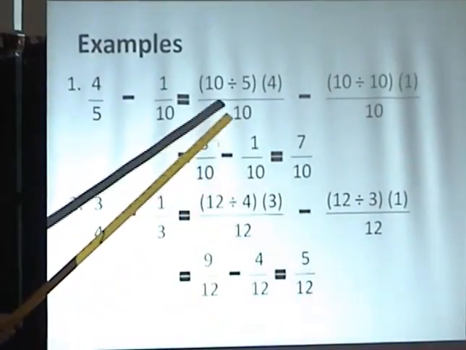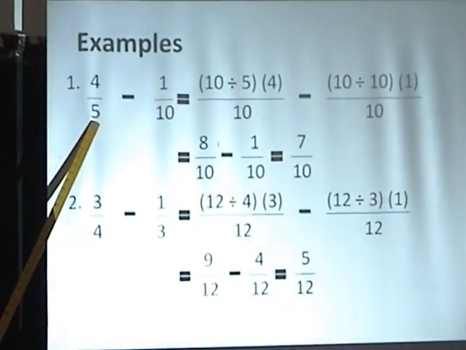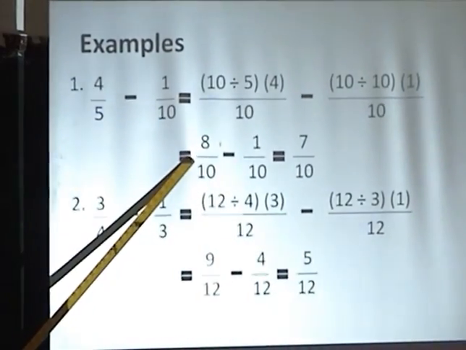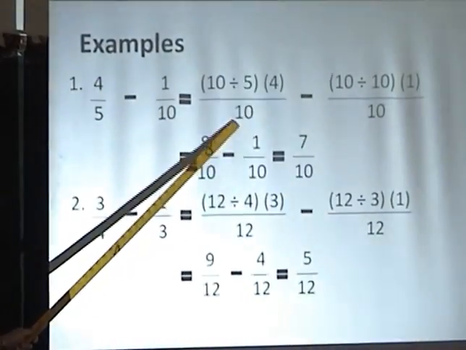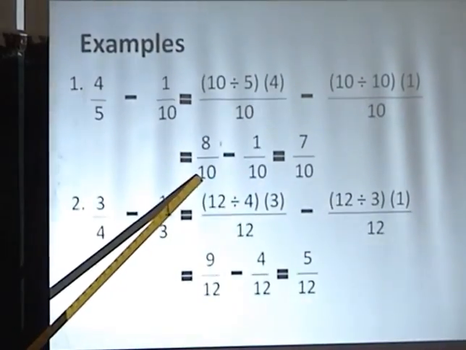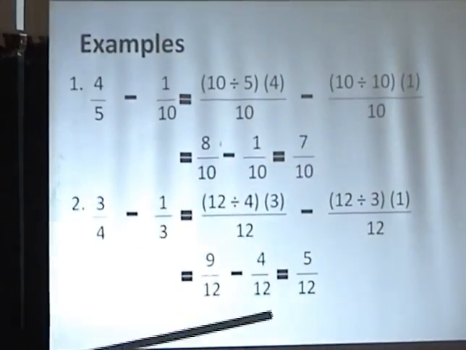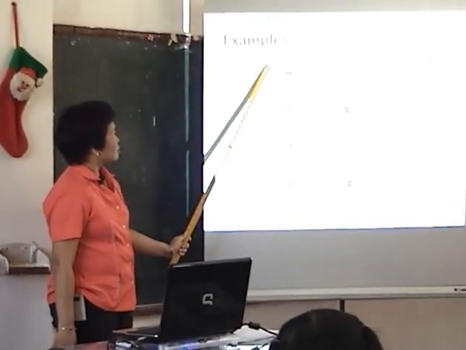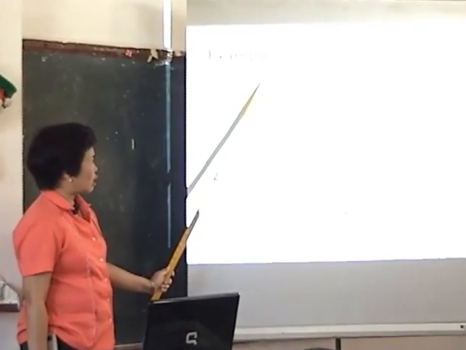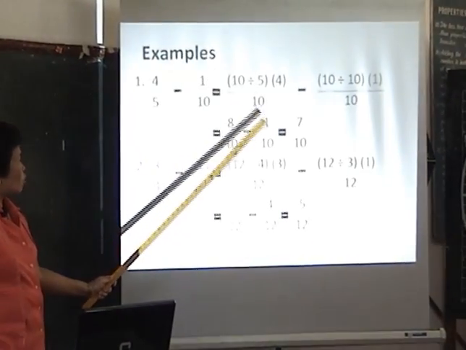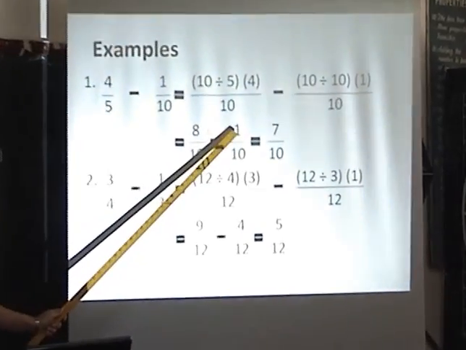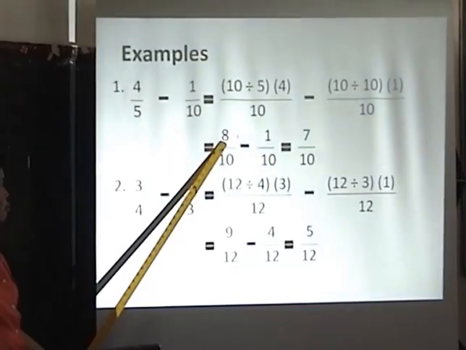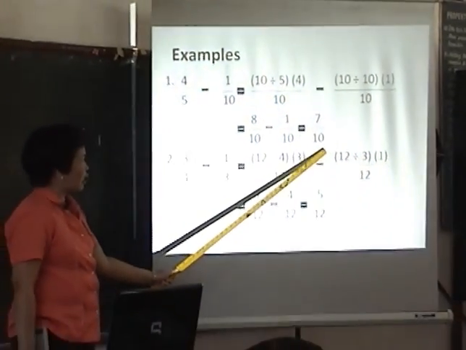So, 10 divided by 5 is 2, times 4 is 8. And we just copy the common denominator, 10. So, this becomes now 8/10. 10 divided by 10 is 1, times 1 is 1. So, this becomes now 1/10. Subtracting 1 from 8, the answer is 7/10.